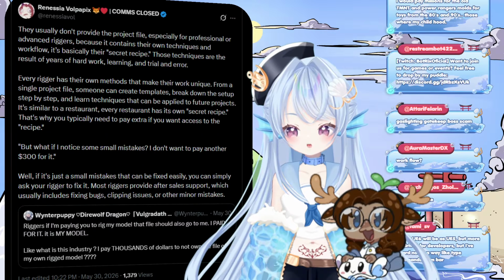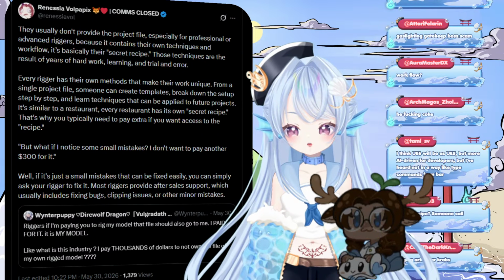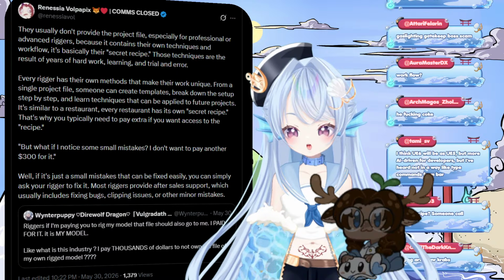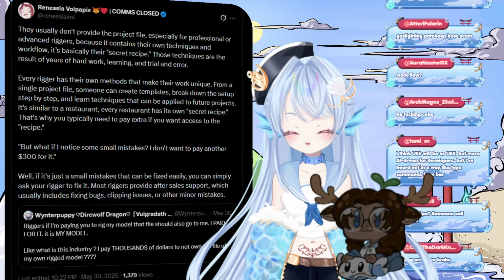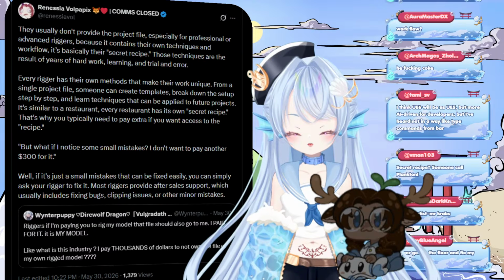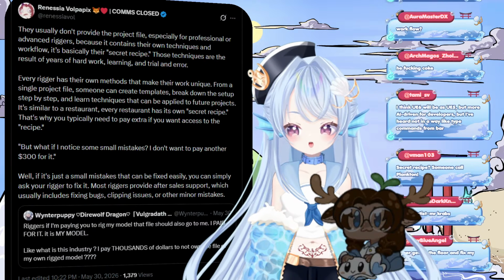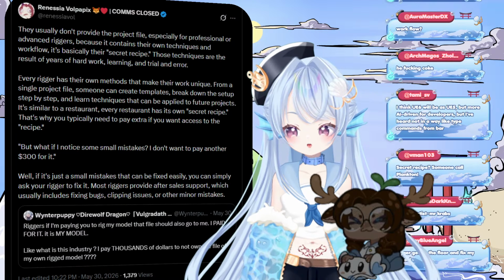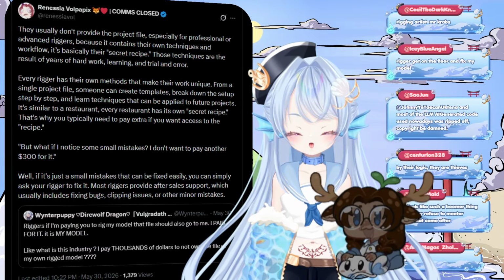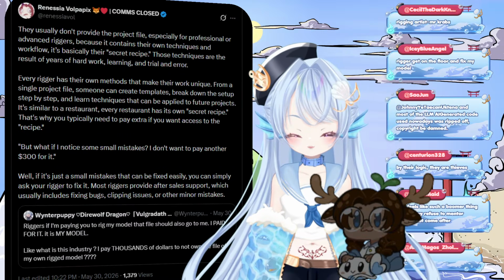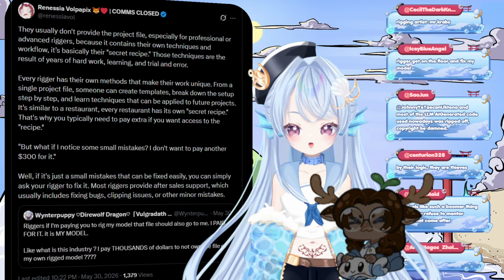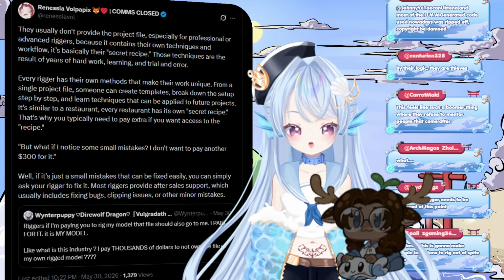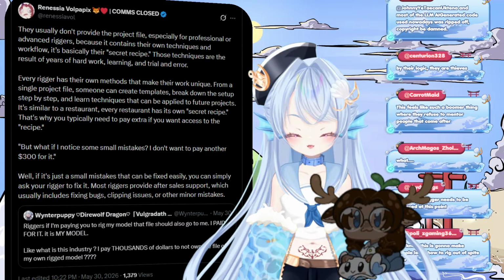Yep. Every rigger has their own methods that make their work unique. From a single project file, someone can create templates, break down the setup step by step, and learn techniques that can be applied to future projects. It's similar to a restaurant. Every restaurant has its own secret recipe. That's why you typically need to pay extra if you want to access the recipe. Most restaurants don't, in fact, have their own secret recipe. They pull from a common grouping of recipes that have been shared amongst people for thousands of years at this point.